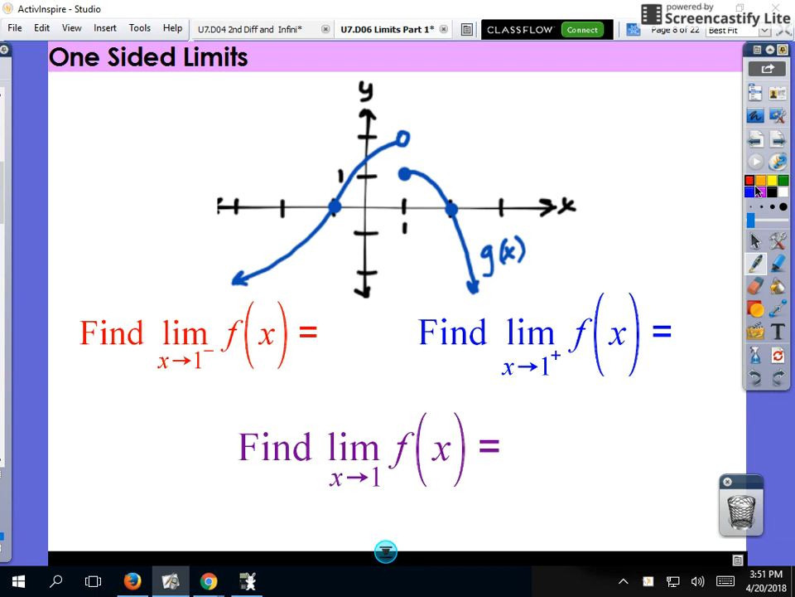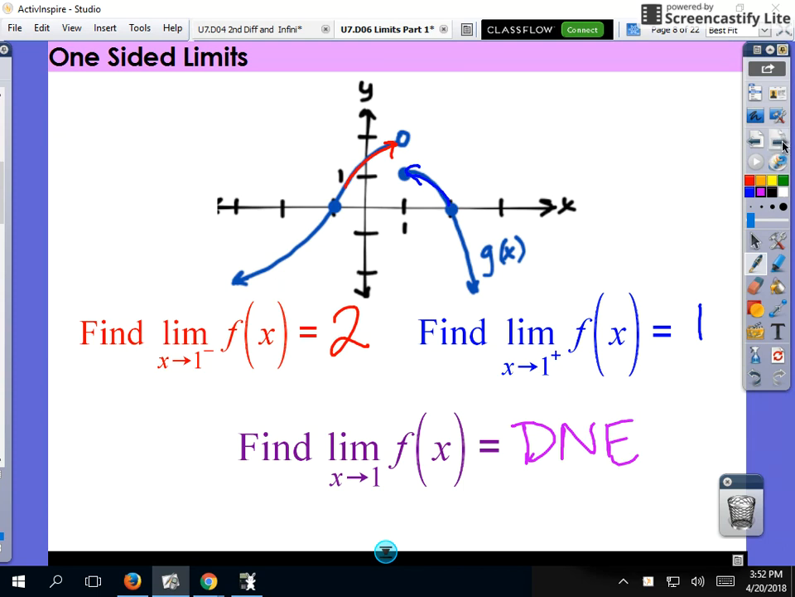All right, from the left, we are going here, and it looks like we're approaching 2. And from the right, we're coming here, and it looks like we are approaching 1. So, are those the same numbers? No, 2 is not the same as 1. So we would say DNE, the limit does not exist.